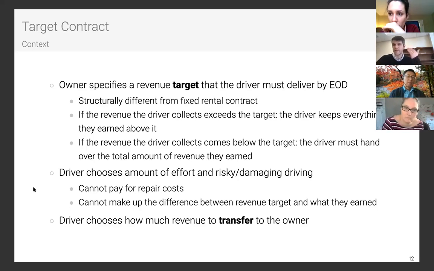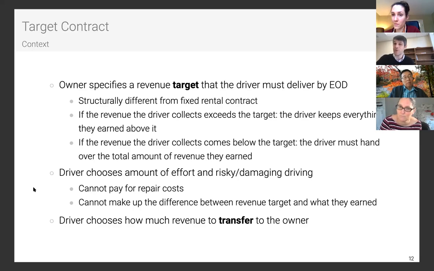With this target set at the beginning of the day, the driver then goes out and they choose how long to work. So that's completely their choice. And they choose how to drive, right? The routes that they actually choose to drive on, the types of roads that they take, whether it's a paved road or bumpy, and the style of driving, whether it's safe or, you know, whatever.